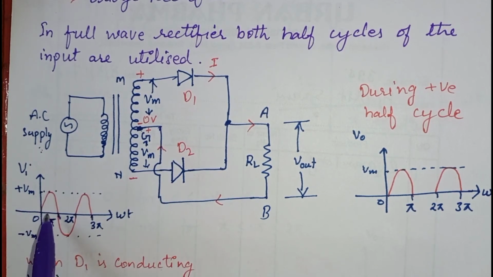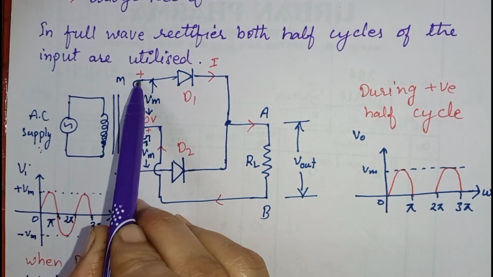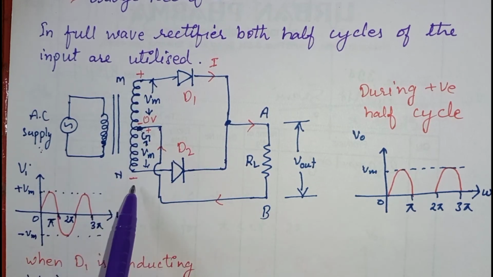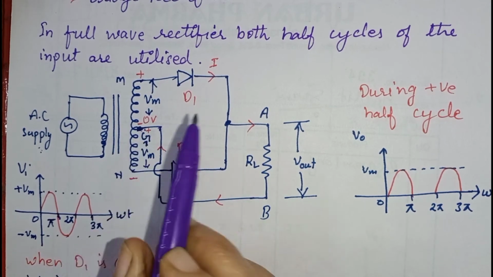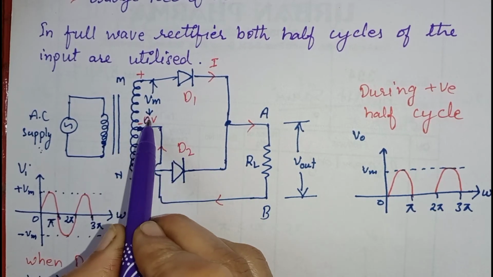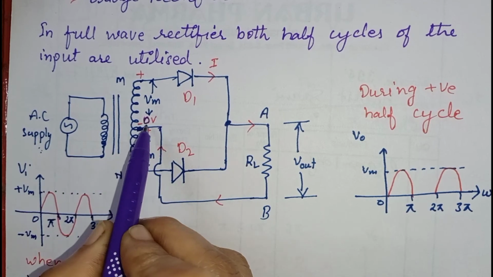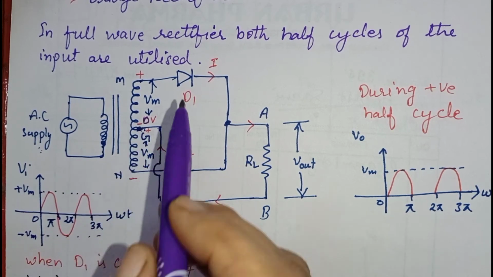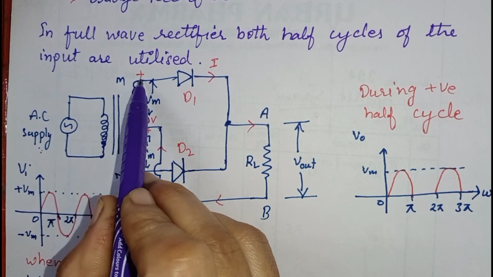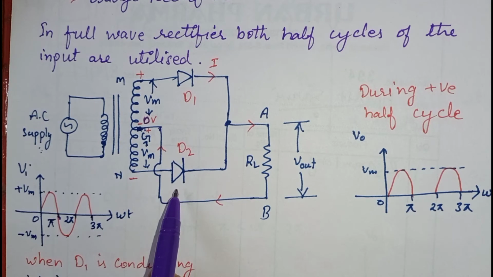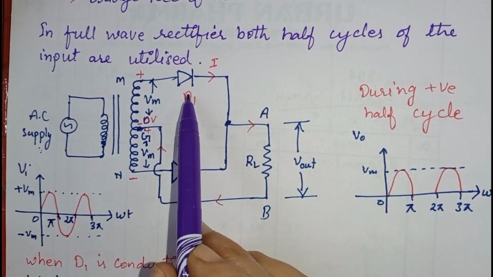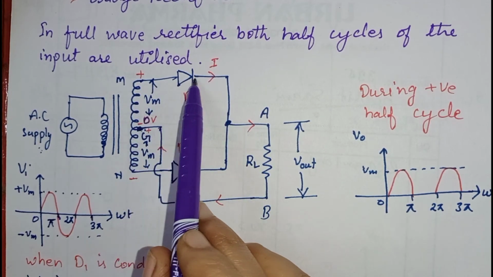During positive half of the input signal, this terminal M is positive and this terminal N is negative with respect to this center tap. This is the ground terminal, so here the voltage is 0. Now during positive half, when this terminal is positive, this diode is forward biased and this diode is reverse biased, so there will be no conduction of current through this diode because it is reverse biased, and this is forward biased, so the current will flow in this direction.